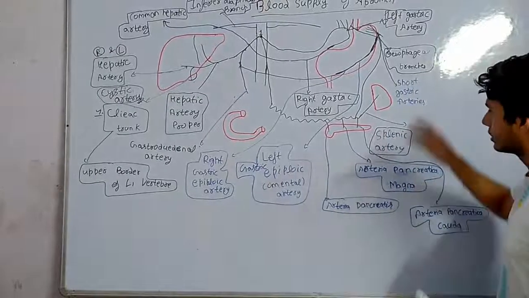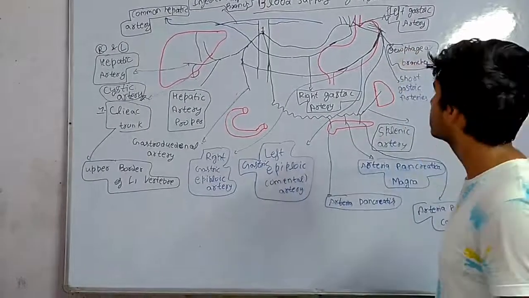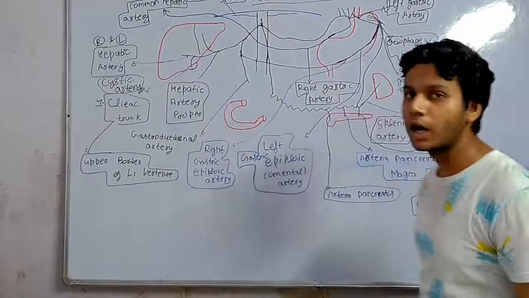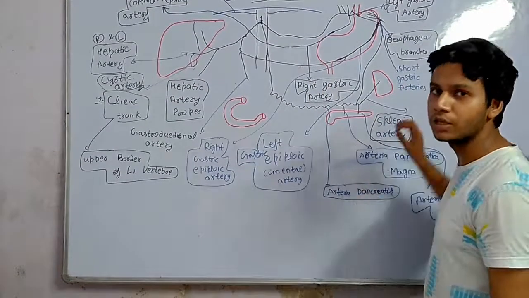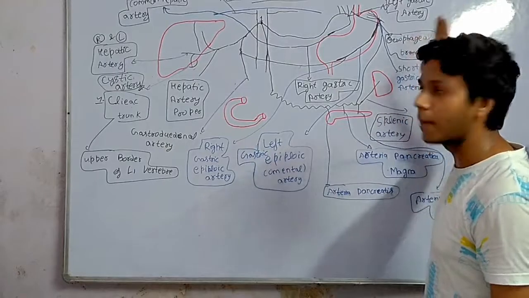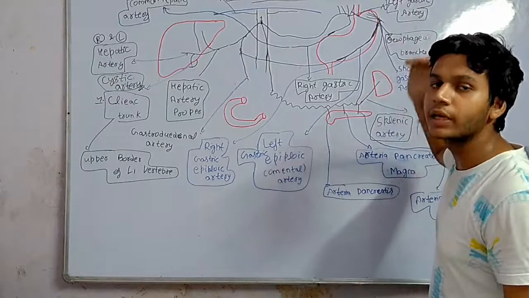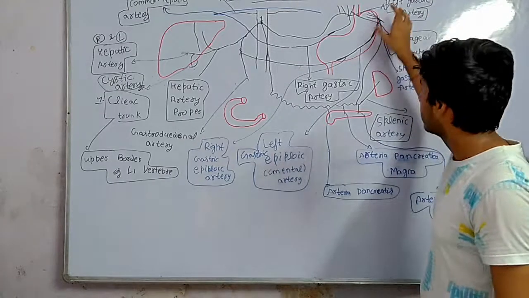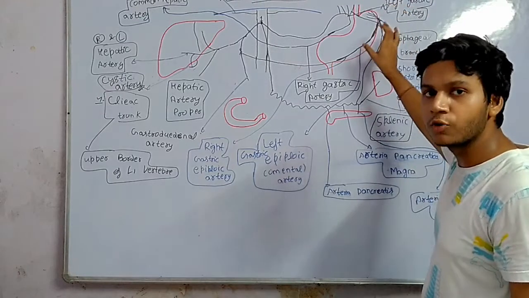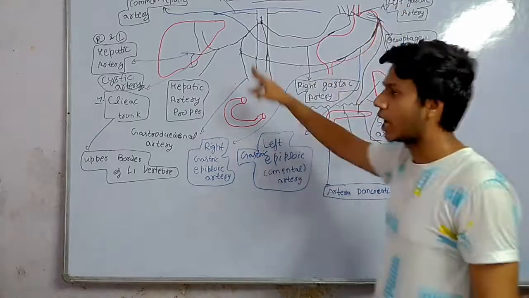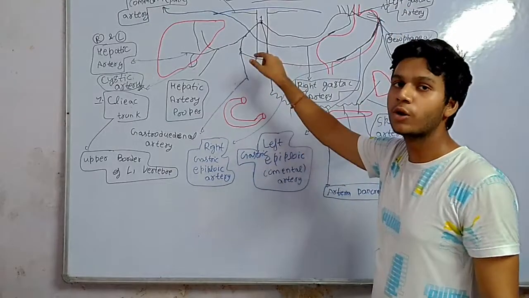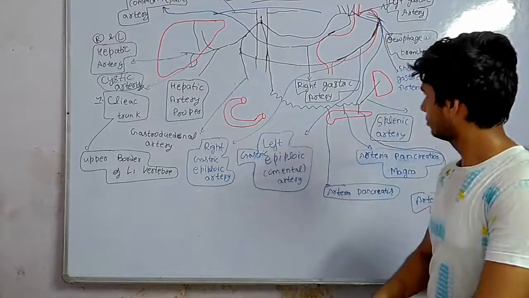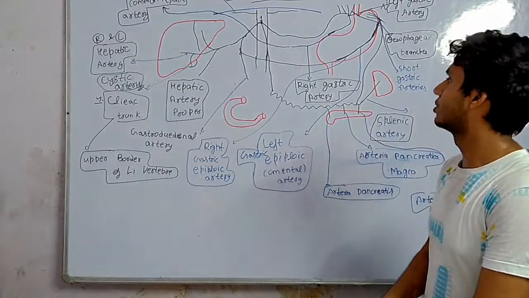Then the splenic artery gives many branches to supply the fundus of the stomach. These are called short gastric arteries, and one major branch is called the left gastroepiploic artery or omental artery. The left gastroepiploic artery from the splenic artery and the right gastroepiploic artery from the gastroduodenal artery run along the greater curvature of the stomach. So these are the branches of the celiac trunk.